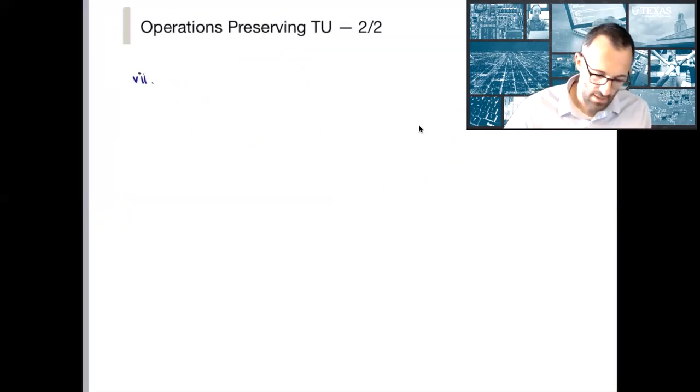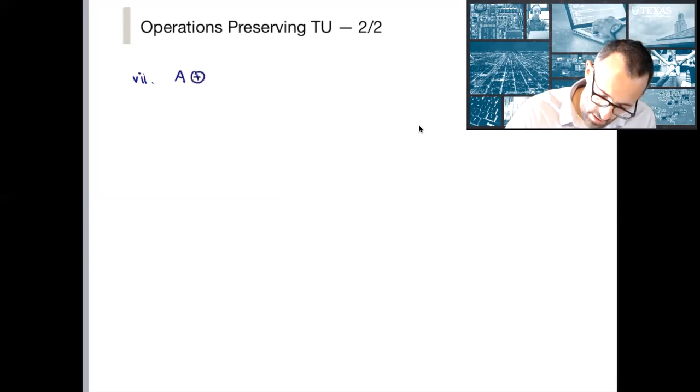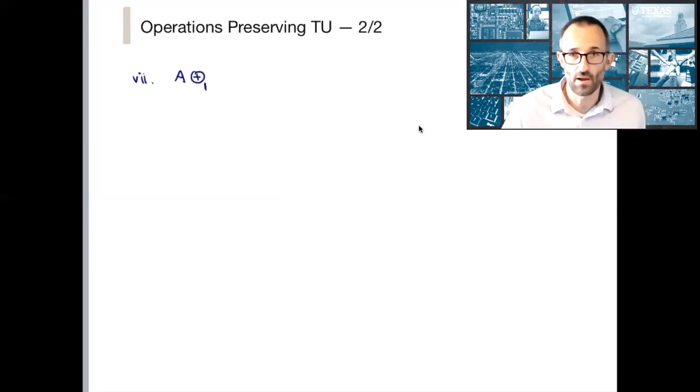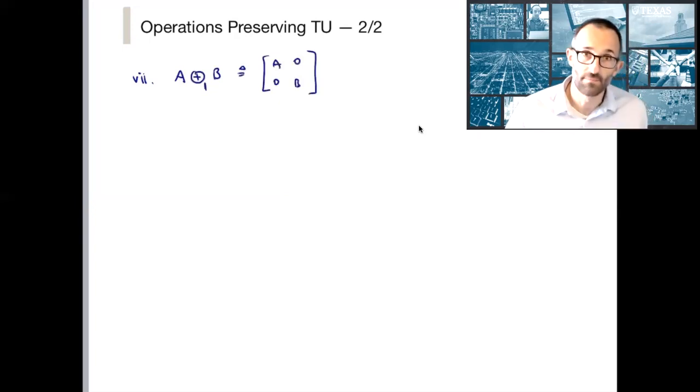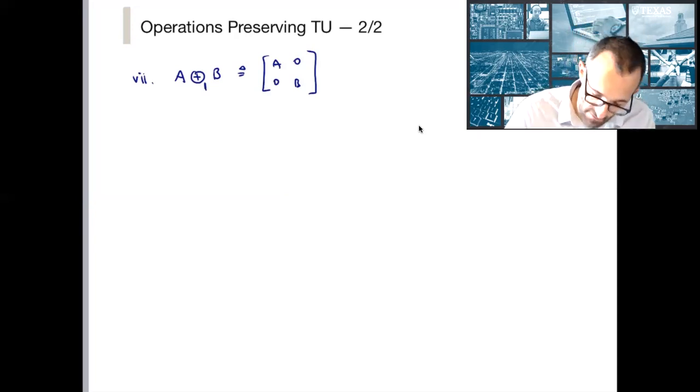Property 7 is an operation that I will denote in this way. Forget about the various definitions of circle plus; I'm defining this to be the matrix that makes a block diagonal matrix from A and B. If A and B are totally unimodular, then this derived matrix is totally unimodular.